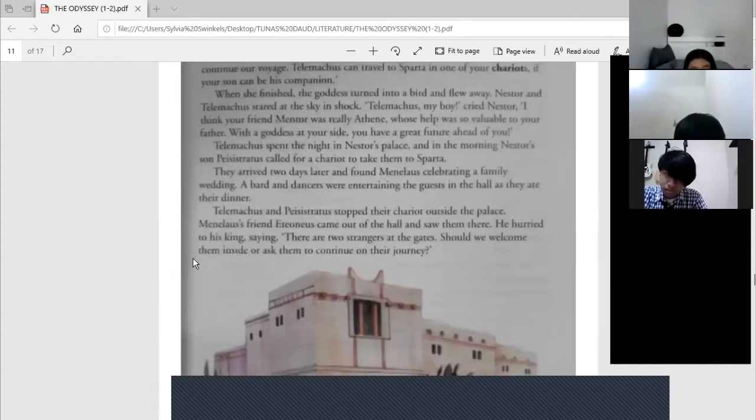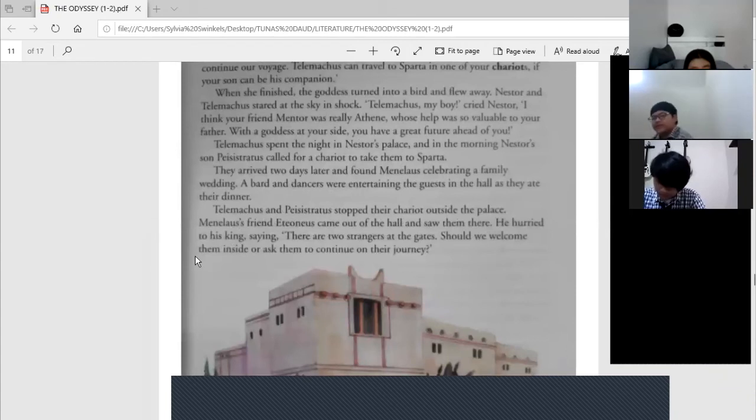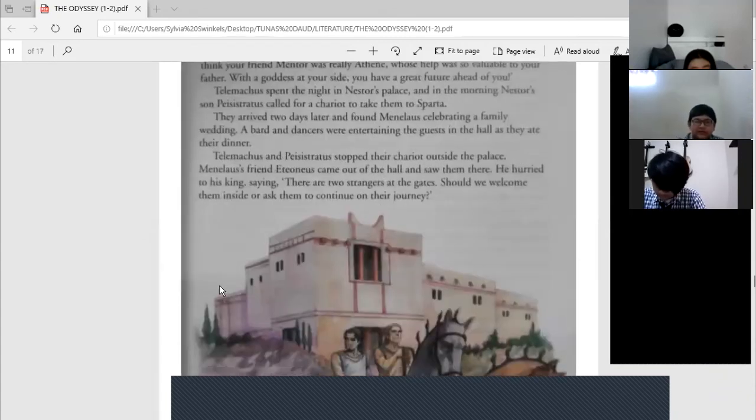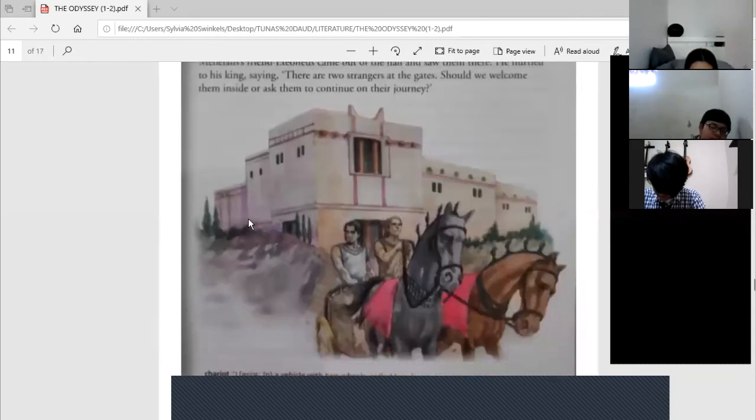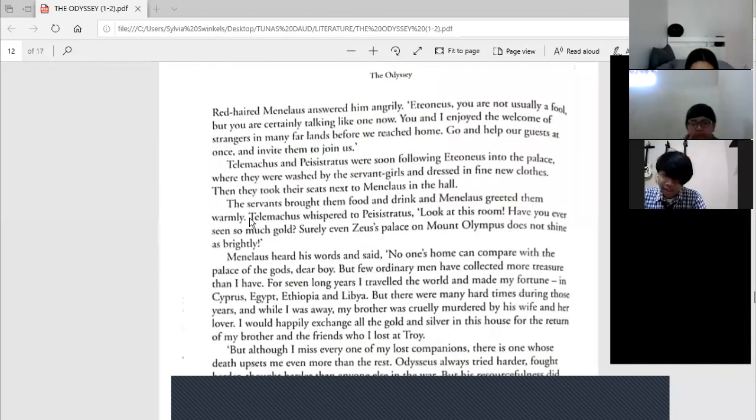Telemachus and Pisistratus stopped their chariot outside the palace. Menelaus' friend, Eteoneus, came out of the hall and saw them there. He hurried to his king, saying, "There are two strangers at the gates. Should we welcome them inside or ask them to continue on their journey?" Red-haired Menelaus answered him angrily, "Eteoneus, you are not usually a fool, but you are certainly talking like one now. You and I enjoyed the welcome of strangers in many far lands before we reached home. Go and help our guests at once and invite them to join us."